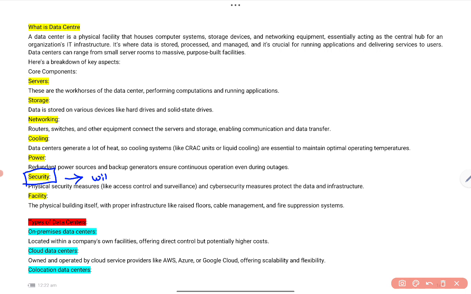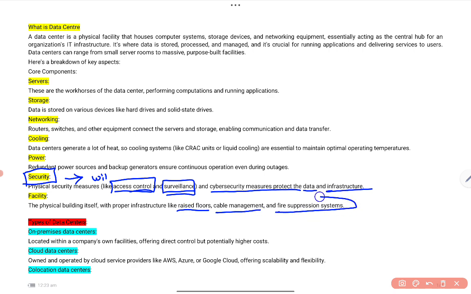So to prevent this theft, we will provide access control and surveillance. It means a door access system or CCTV cameras, and cyber security measures to protect data and infrastructure. So we have to maintain security internally and in external areas also. Facility: the physical building itself with proper infrastructure like raised floors, cable management and fire suppression system.